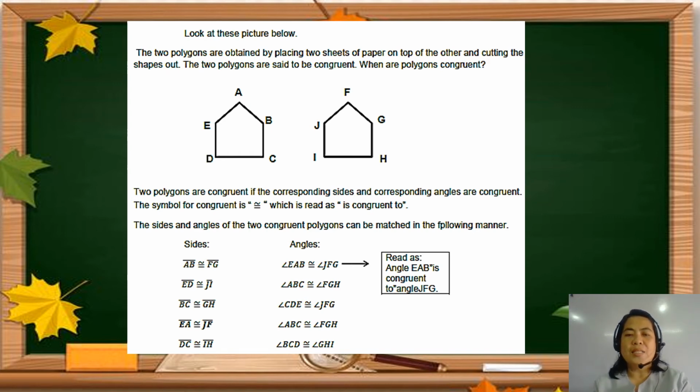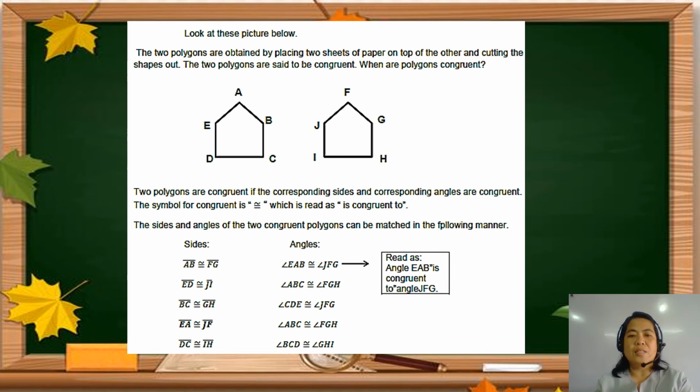For the sides, line segment AB is congruent to line segment FG. Line segment ED is congruent to line segment JI. Line segment BC is congruent to line segment GH. Line segment AE is congruent to line segment JF. Line segment DC is congruent to line segment IH.